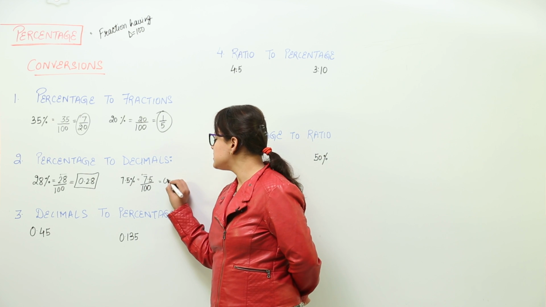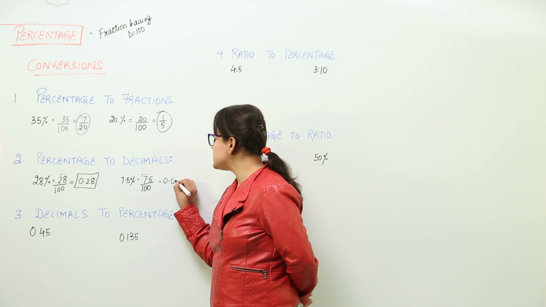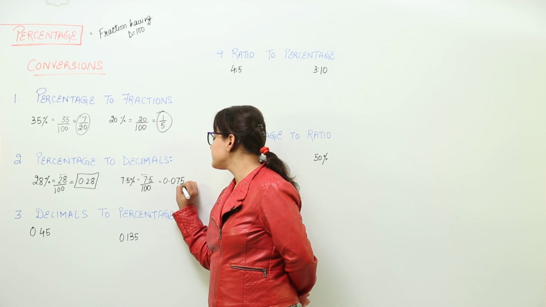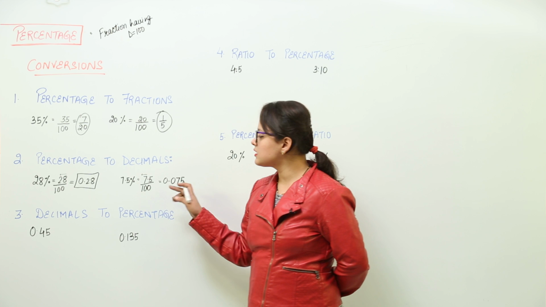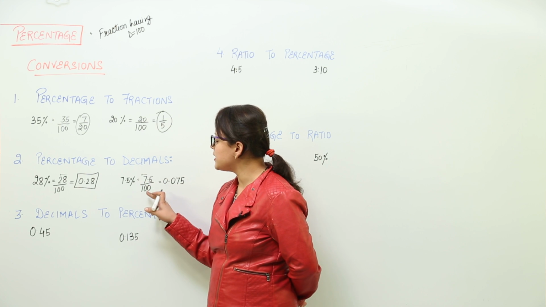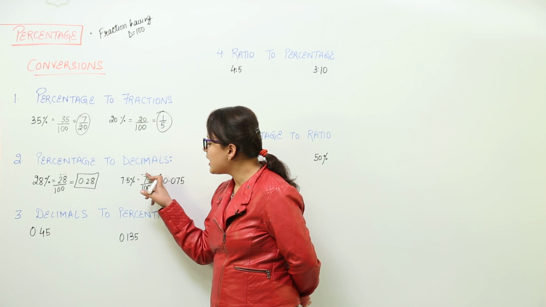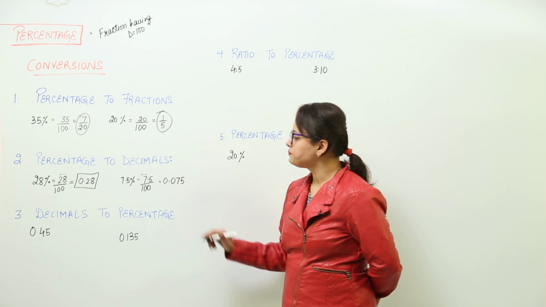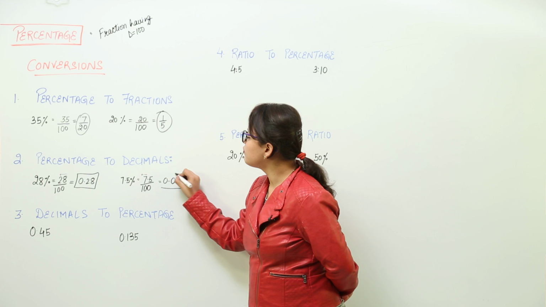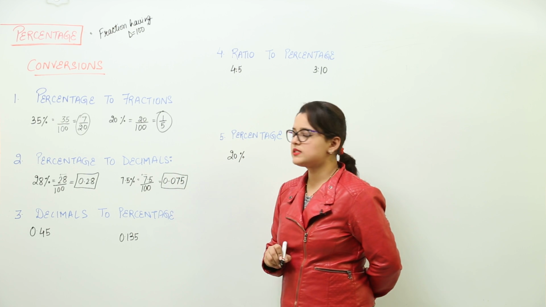So we write 0.075. Just forget about the digit after the decimal. Just consider the digits before the decimal place, count the number of zeros and take that many places and put the decimal point. So this is the decimal for the 7.5%.